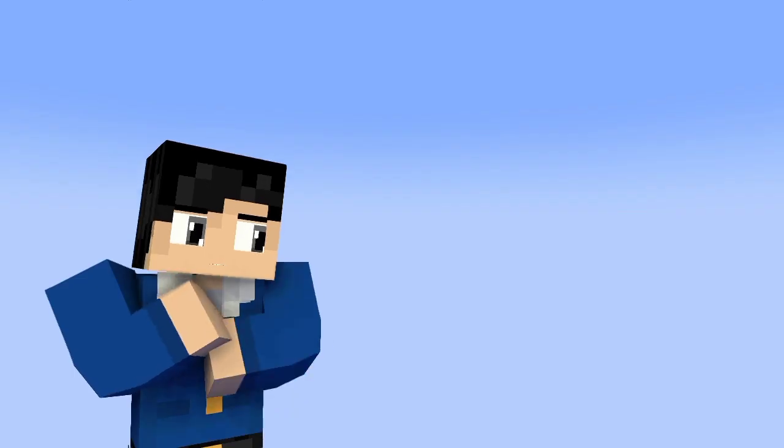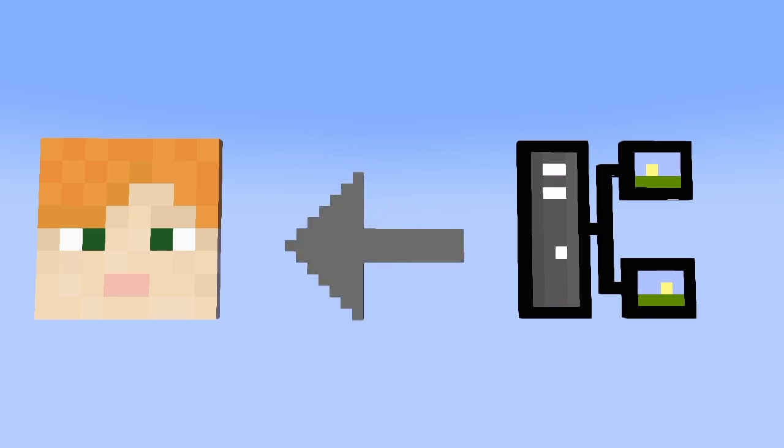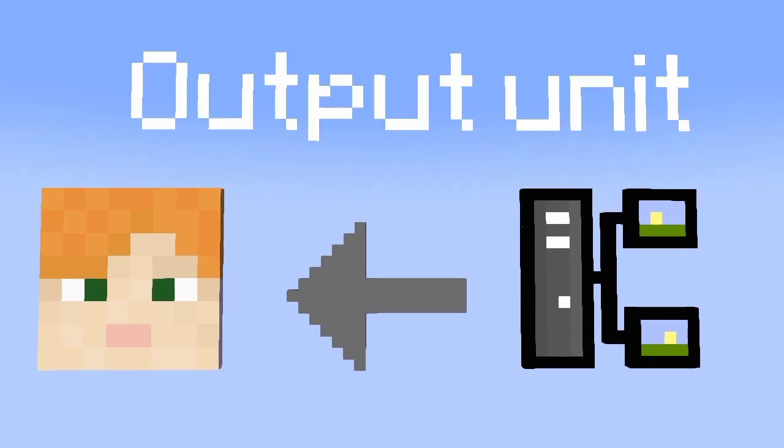Okay, we spent a lot of time on this data processing thing, but now the question. We already talked about the input unit that can be used to give information so the computer can receive it. But how about the otherwise? The computer giving us information. This is called the output unit, the reverse of the input unit. It can turn the data into information that we can receive.